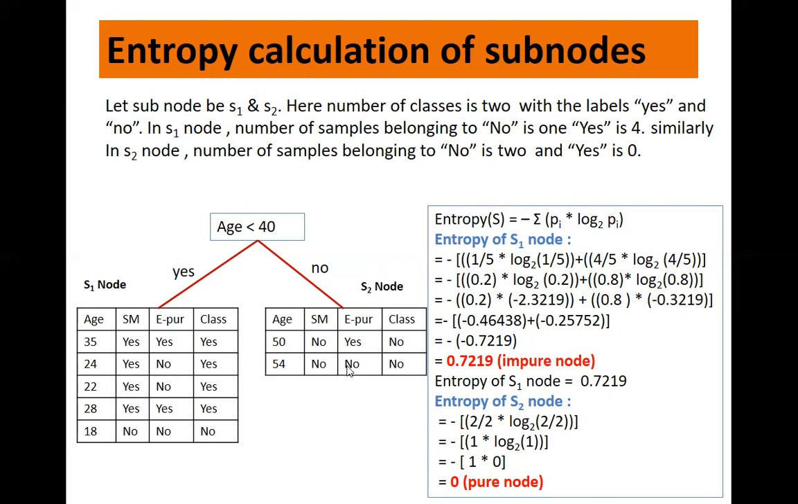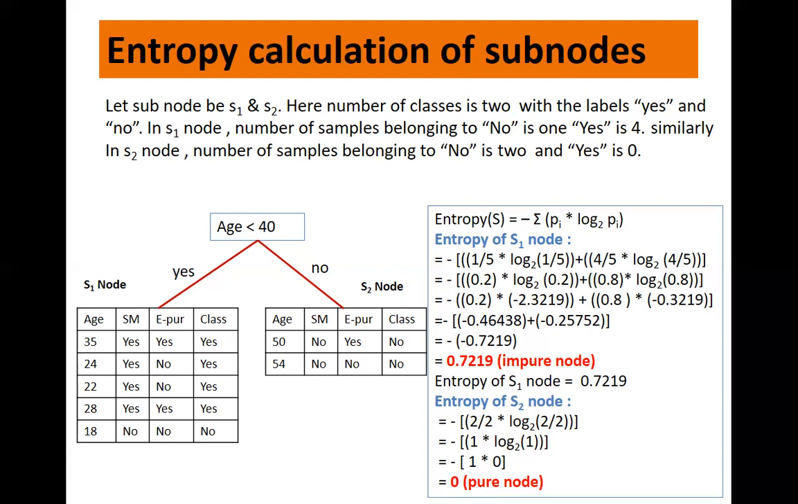Now check in the S2 node, the class label is the same. There is no different class label. Both the samples belong to the same class. So there is no Qi here. It will be only Pi. We are applying only this Pi, because all samples belong to the same class. So substitute the values here. Now you have 2 samples and both belong to the same class, that is no, multiplied by 2 by 2 log of 2 by 2 to the base 2. So it's 1 into log of 1 to the base 2, that is 0. So 1 into 0, you get 0. So here the entropy is 0, that means it's a pure node.